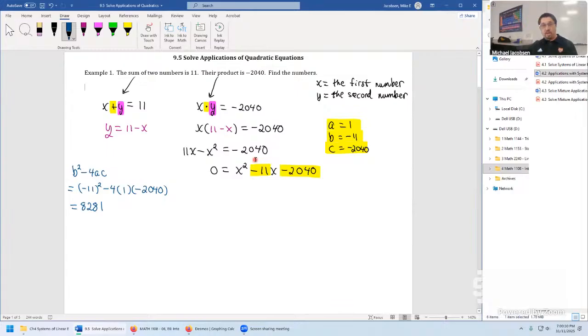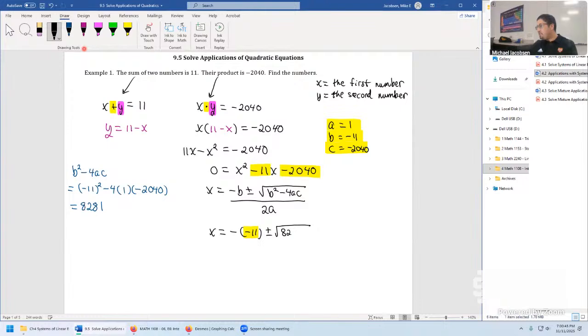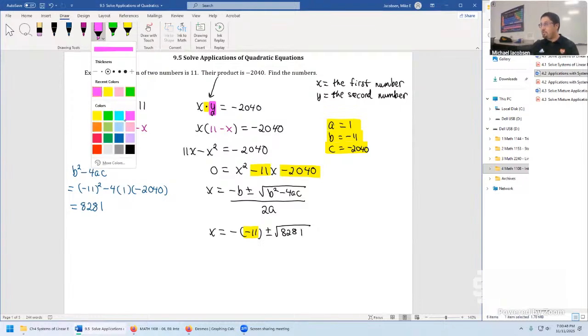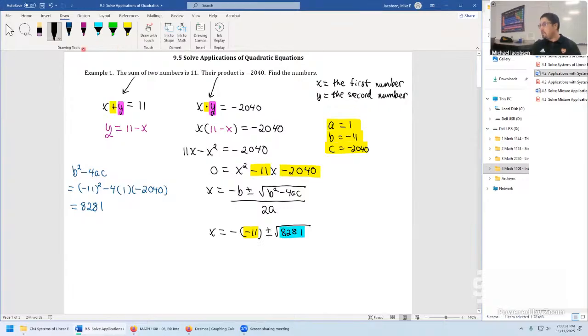So coming back over here, if we write out the quadratic formula, it takes the form x equals negative b plus or minus the square root of b squared minus 4ac, the quantity we just calculated, the discriminant, divided by 2 times a. If we plug in these values, we get x equals negative of negative 11, so that's our first substitution. Add or subtract the square root of 8281, that's our second substitution, the discriminant itself. And all of it is just divided by 2.